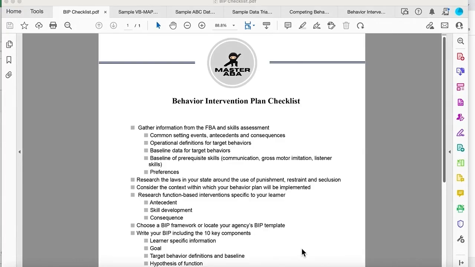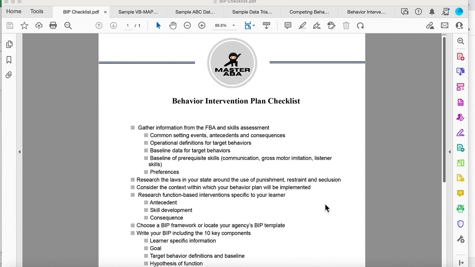This example is from a child that I used to work with. In this example, we're going to call him Christian. That's not his actual name, and some of the identifying information has been changed. But this is based on an actual child that I worked with a while back.